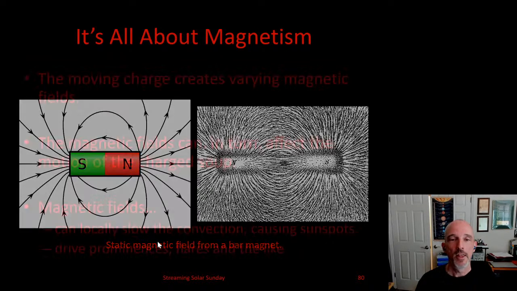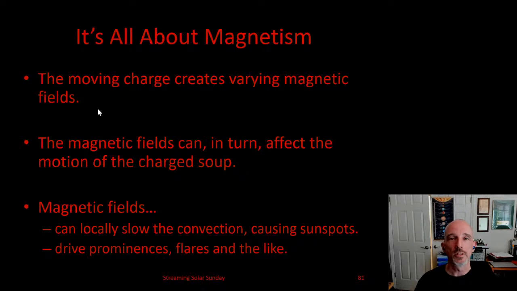It just sits there. But it turns out that things get more complex on the sun. When you have moving charge, like the moving protons and electrons of the hydrogen plasma, that motion creates magnetic fields. And magnetic fields, in turn, can affect how charged particles move. So there's a lot of complex interaction up there. As a result of these complex magnetic fields and these interactions between magnetic fields and moving charge, you end up with situations where locally the convection can slow down, and that causes sunspots.